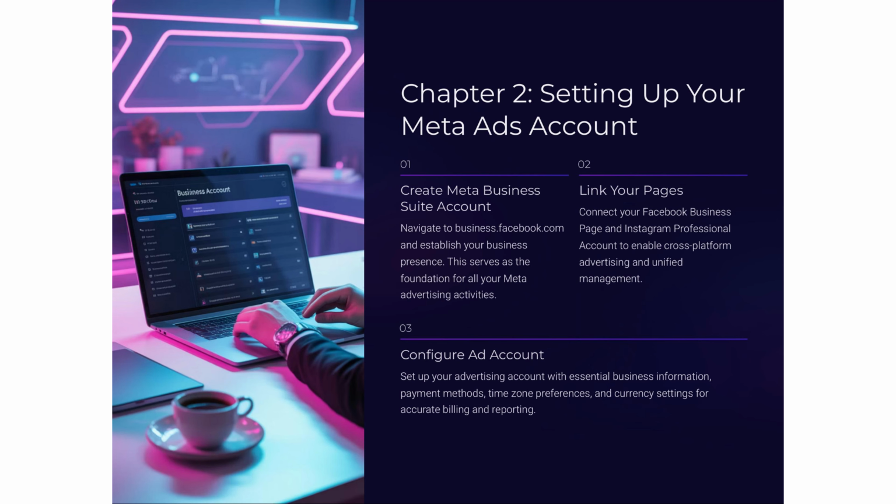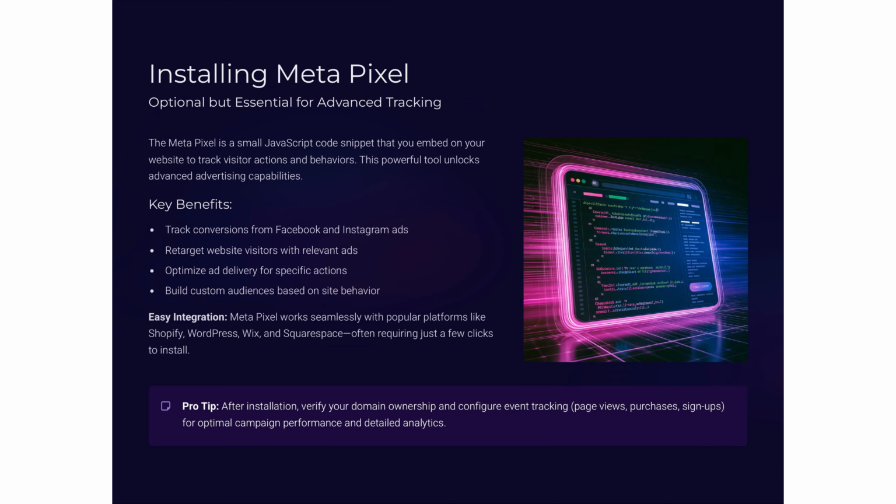Begin by creating a Meta Business Suite account at business.facebook.com to establish your business presence. Link your Facebook business page and Instagram professional account for seamless cross-platform advertising. Configure your ad account with essential business details, payment methods, time zone, and currency settings to ensure accurate billing and reporting.